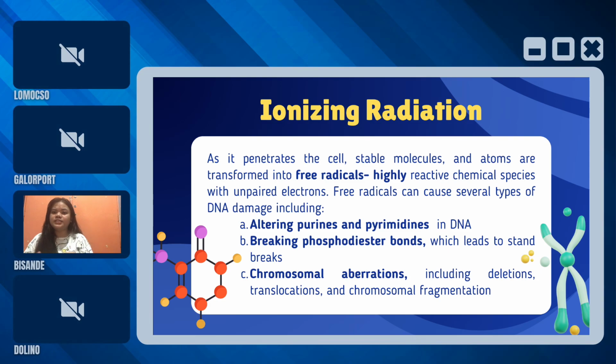And also, as it penetrates the cell, the stable molecules and atoms are transformed into free radicals. Free radicals are highly reactive chemicals with unpaired electrons. These free radicals can cause several types of DNA damage, including altering purines and pyrimidines in our DNA, or breaking the phosphodiester bond, which can lead to strand breaks. It can also cause chromosomal aberrations, including deletions, translocations, and chromosomal fragmentation.